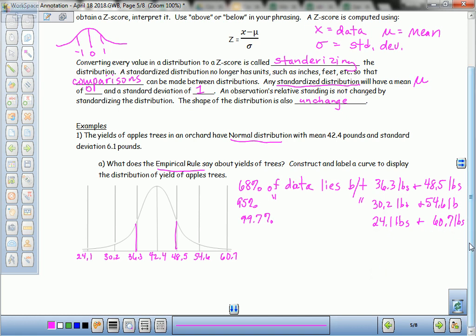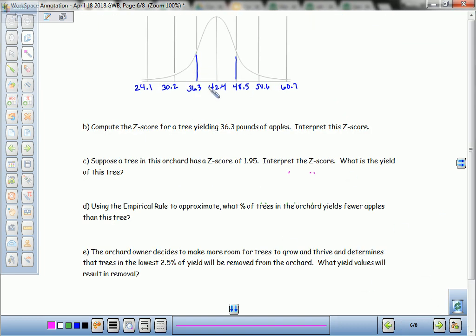Now we're going to look at it differently, though. We're going to use the same information, but we're going to approach it with not the empirical rule, but we're going to standardize this data. And when we standardize the data, the mean is always 0, and the standard deviation is always 1, right? So let's go 1, 2, 3, -1, -2, -3. Same information, same graph, but now I'm looking at the z-scores instead of the actual pounds of production.